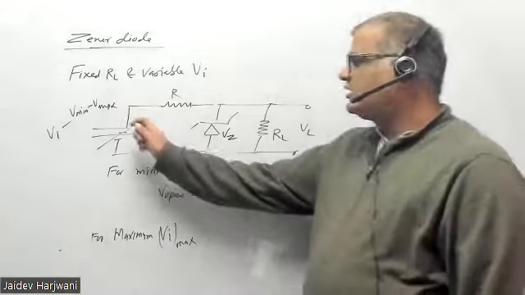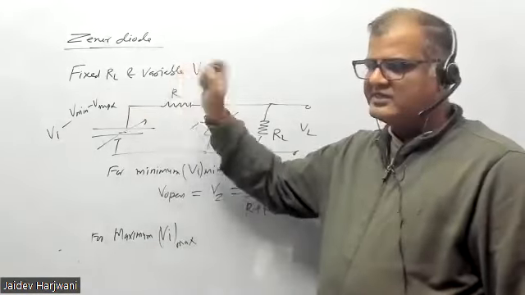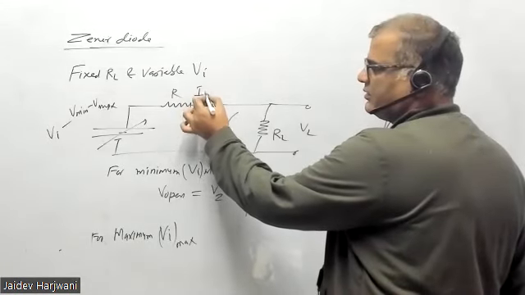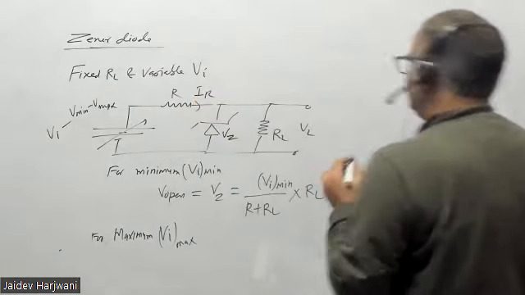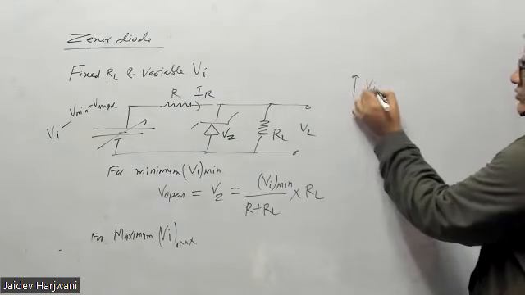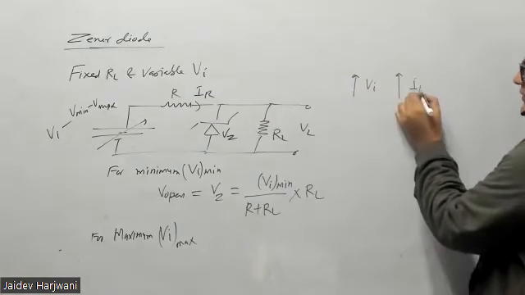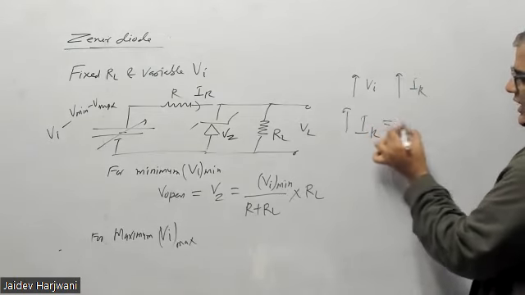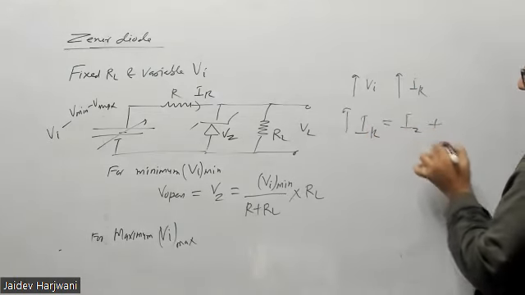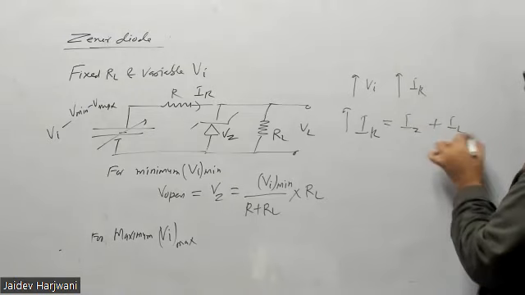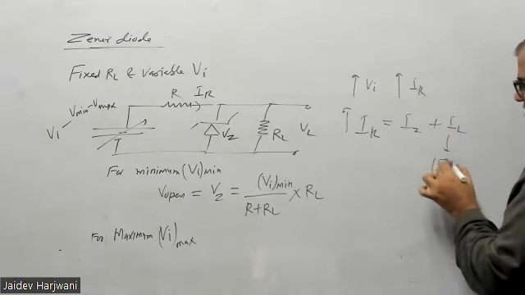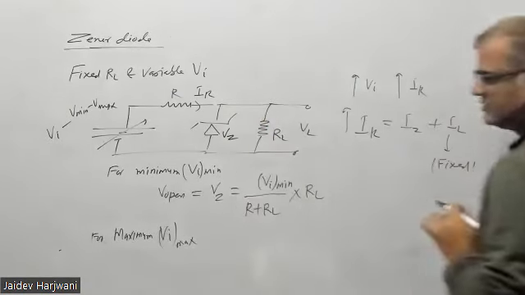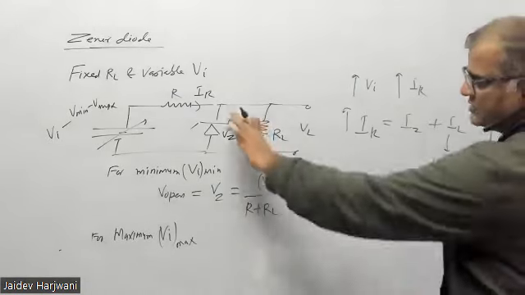Suppose you keep on increasing this voltage. What will happen? This current IR will increase, yes or no? If you keep on increasing V input, IR will keep on increasing. Now IR is equal to IZ plus IL. This IL is fixed because resistance is fixed, and if it is on, this is also fixed. This cannot change.